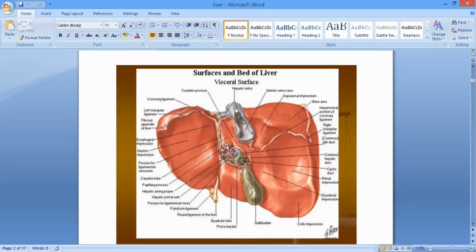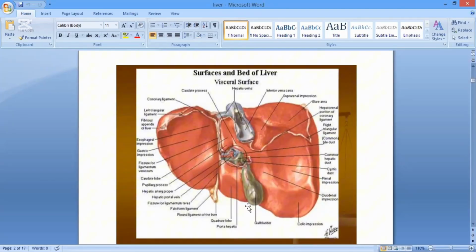Then we have the quadrate lobe of the liver. You can see the quadrate lobe is quadrangular in shape, right? And you see an impression on it. So this quadrate lobe of the liver is lying in relation to the pylorus of the stomach. I told you before, it is situated on the posterior inferior surface.